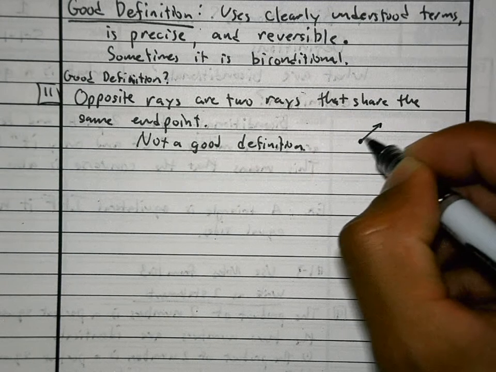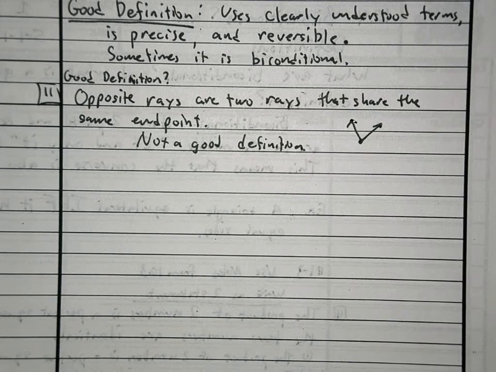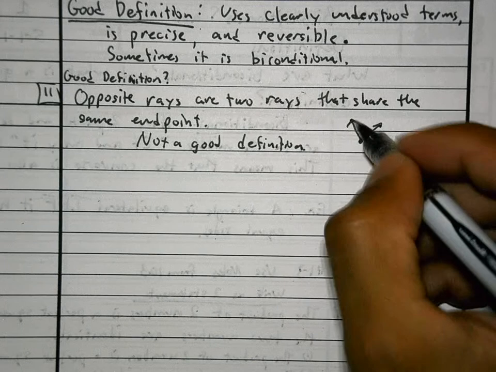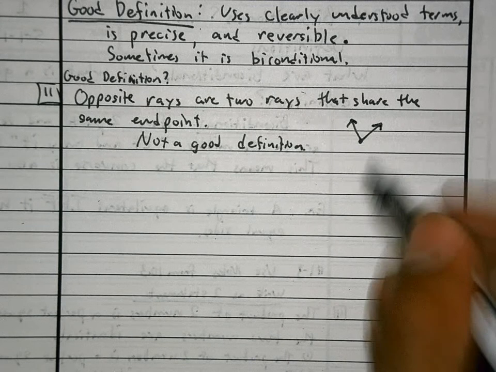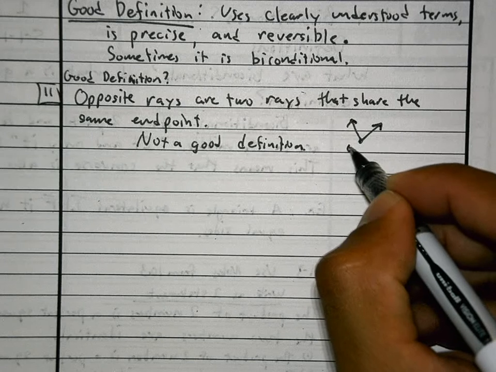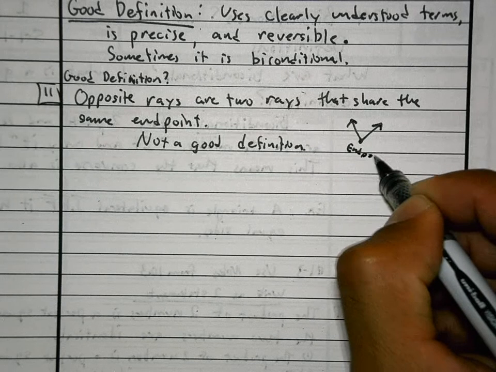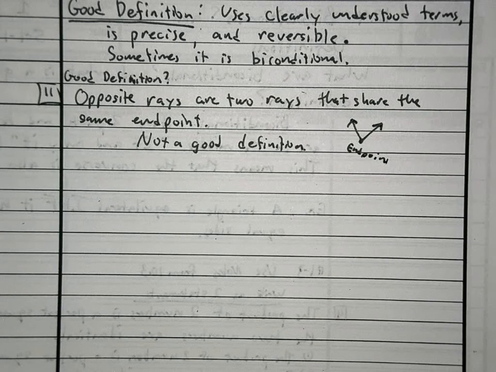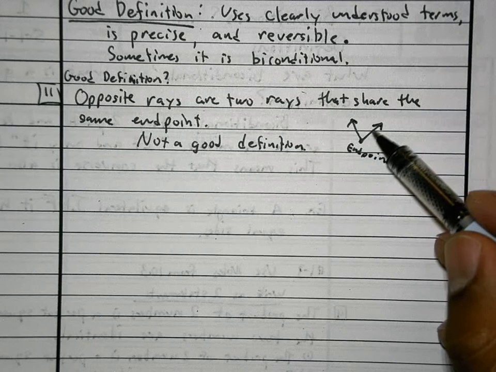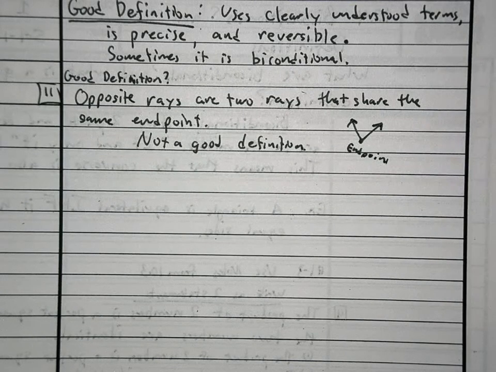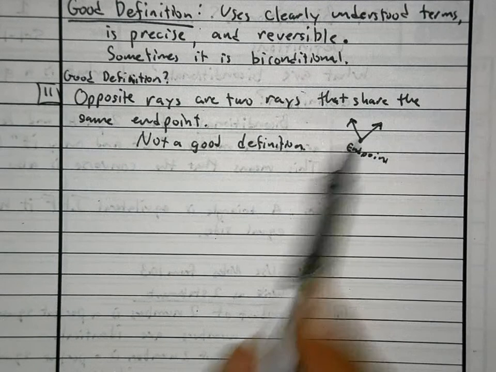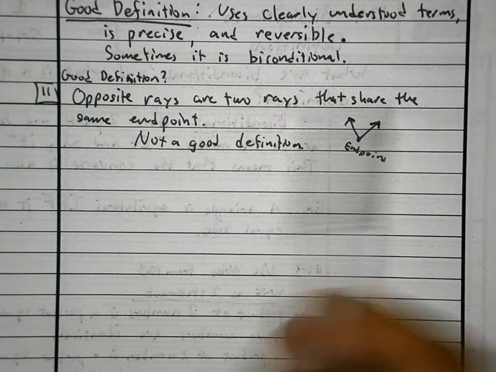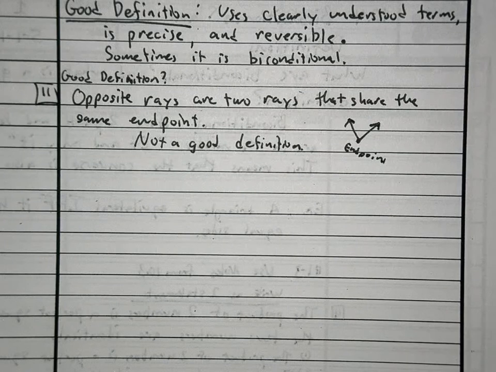Just going to draw a picture. Good. You're right on the same wavelength as me. Here's a ray. Here's an endpoint. Those of you who don't remember, the endpoint is where it begins. It's the part that has an ending. The other part of the ray goes forever and ever in that direction. Here's a ray that has the same endpoint. Two rays that share the same endpoint. Here's an example of two rays that share the same endpoint.